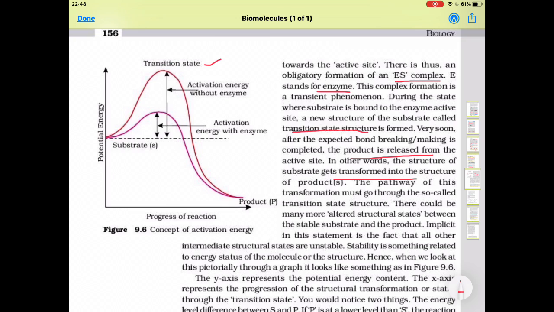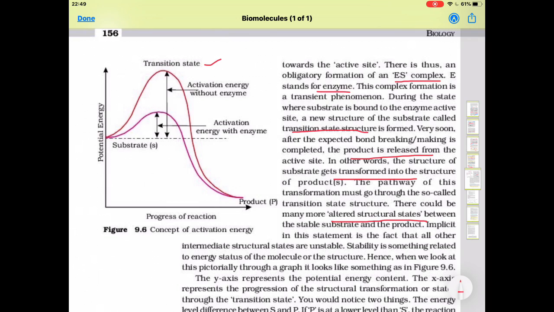The pathway of this transformation must go through the so-called transition state structure. There could be many more altered structural states between the stable state and the product. Implicit in this statement is the fact that all other intermediate structures are unstable.